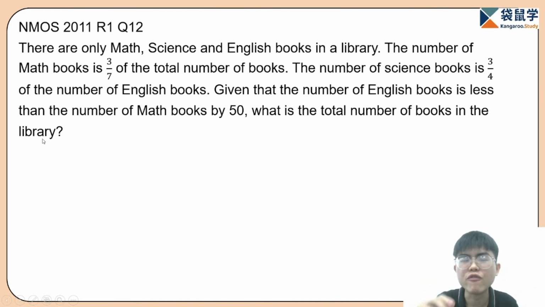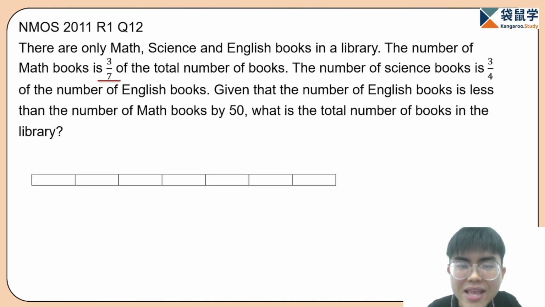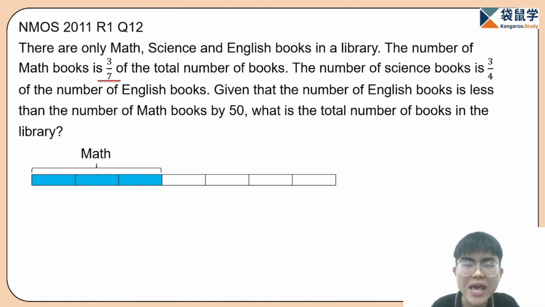So this question involves fraction. What's the easiest way to visualize or to summarize our information? Yes, we can draw a model. So we know that math book is 3/7 of the total number of books. This means that total unit is 7 and math book have 3 units. So we can draw a model with 7 units and the math book will be 3 units.